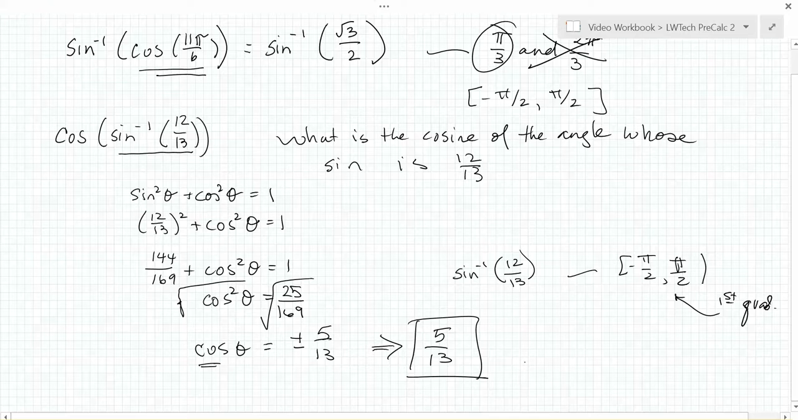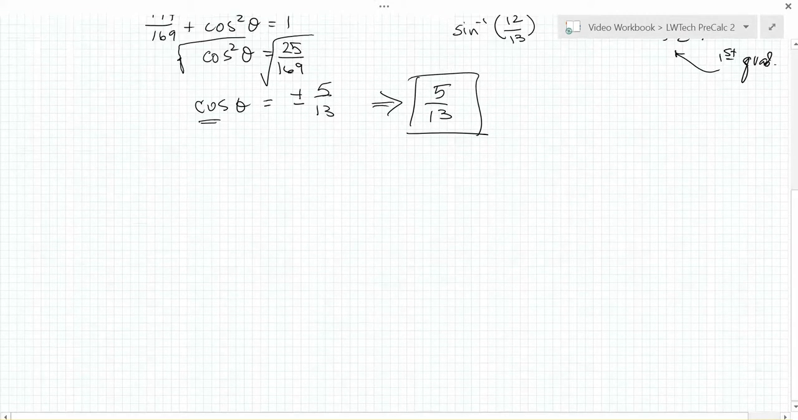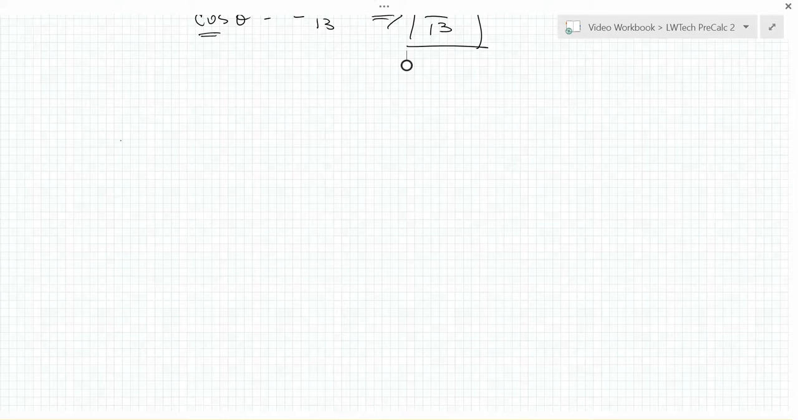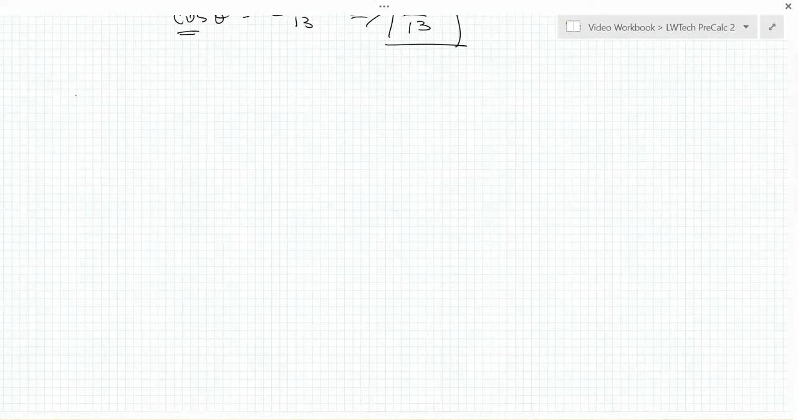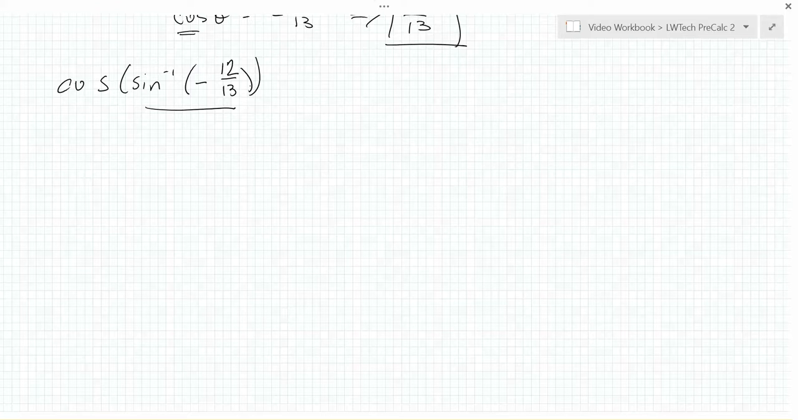For a final example, let's consider this similar but quite different problem. Find the cosine of the inverse sine of negative 12/13 this time. Again, we want to start at our innermost parentheses, but we realize we don't know an exact angle that has a sine of negative 12 over 13. Since we don't actually care about the angle, but rather want to find the cosine of that angle, we can use the Pythagorean identity.